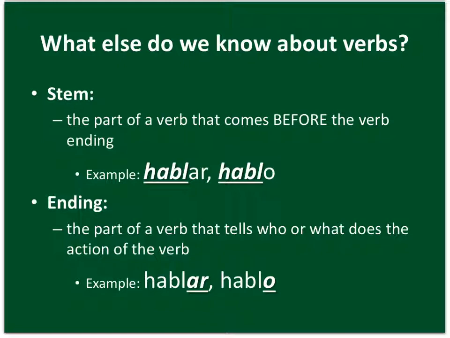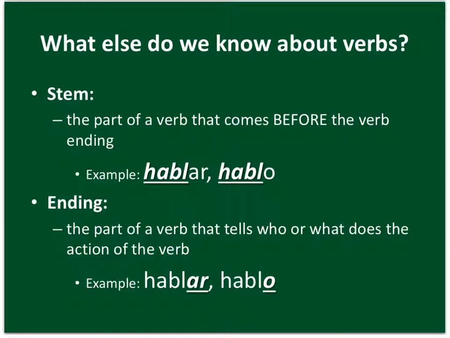Okay, we know other things about verbs too. First of all, verbs have a stem, and it's the part that comes before the verb ending. So on an infinitive, it's everything before the AR, the ER, and the IR. So it's HABL for the verb hablar. And it's still everything before that portion of the ending when we have a conjugated verb. So for hablo, it's still going to be HABL.